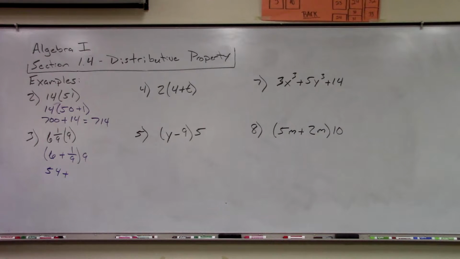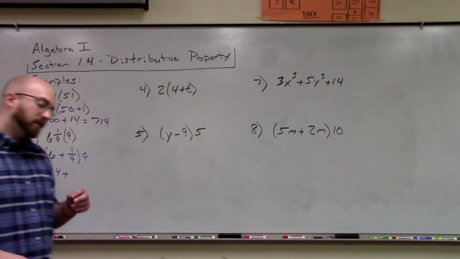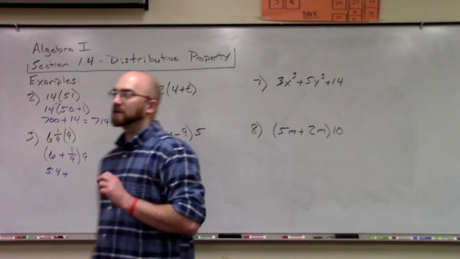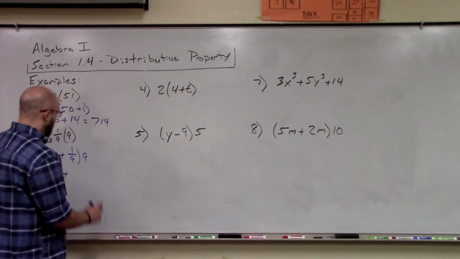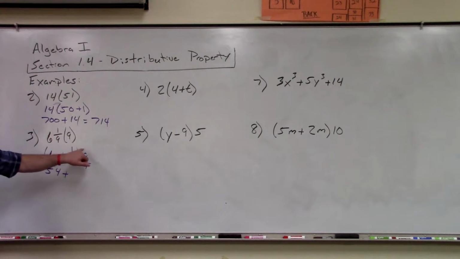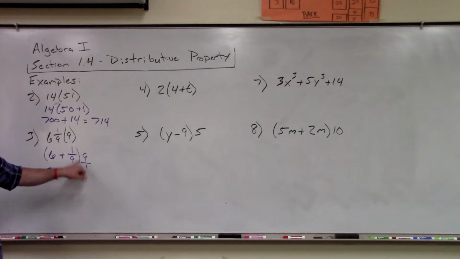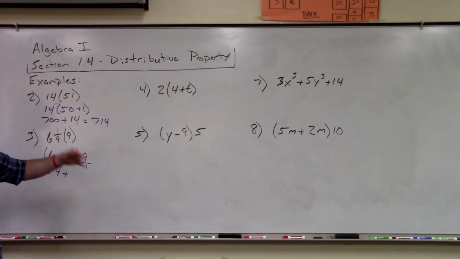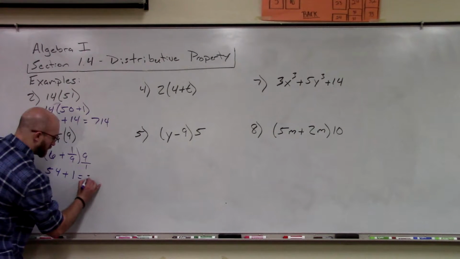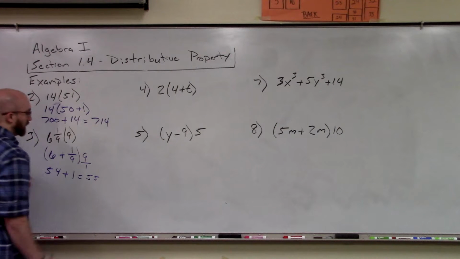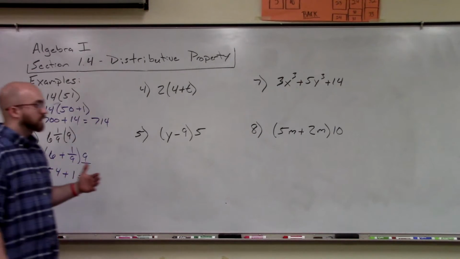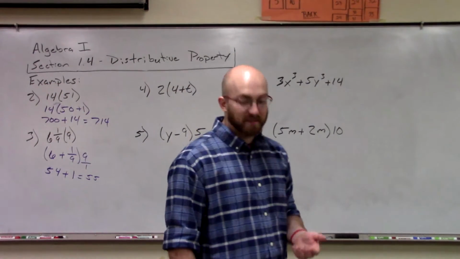Plus 1/9 times 9. Now, from 1.3, we learned that every multiple has an identity. So the idea is, imagine this is being divided by 1. In this case, 9 times 1 is 9. So 9 over 9 is just 1. So this equals 1, which equals 55. Fractions and stuff like this, it might be easier to separate them out like that. Okay? So the distributive property is nice to make fractions easy.